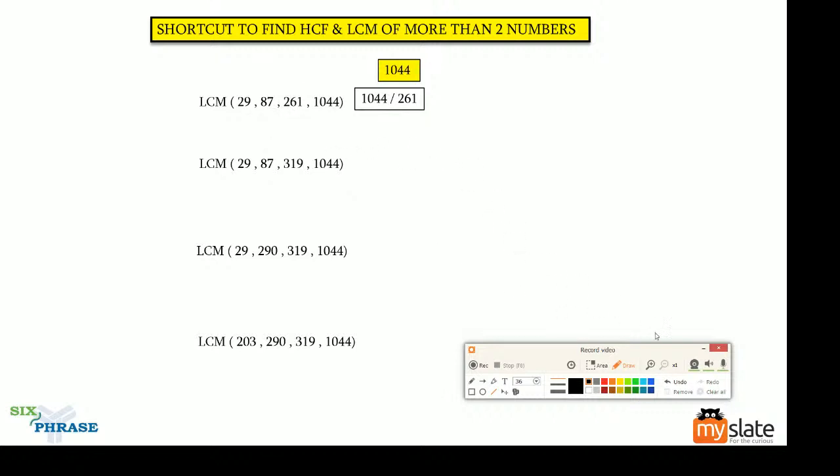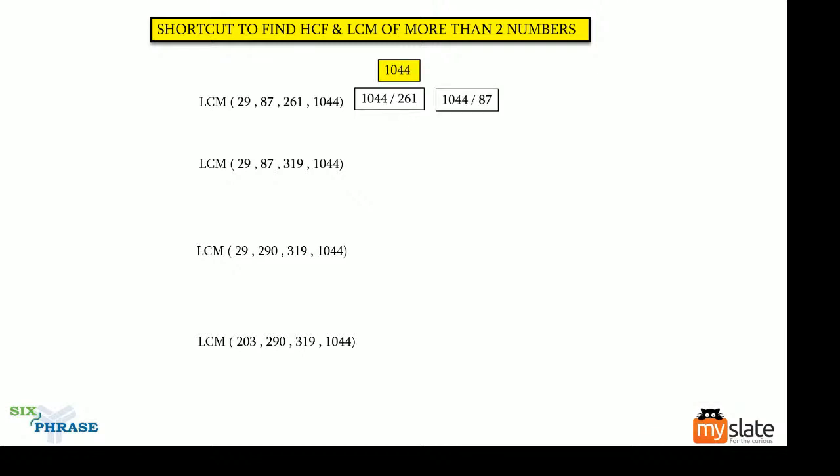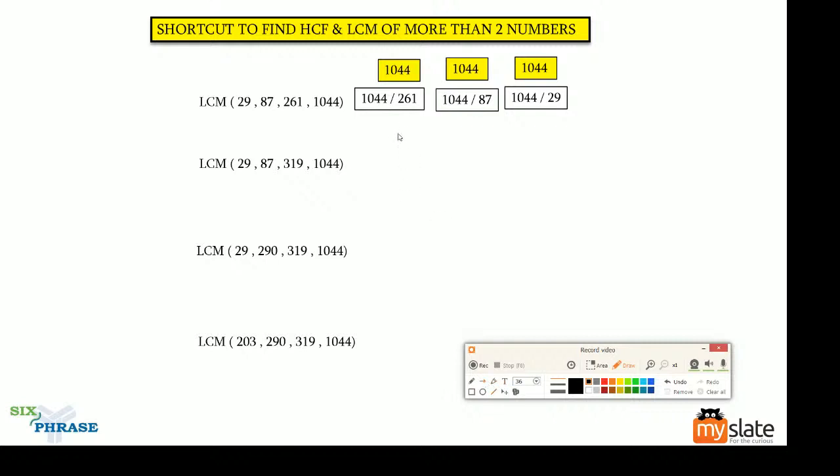Now I have 1044. I take the next number, 87, and divide it. Surely 87 will divide 1044, so I club both. If some of you didn't know, 261 is nothing but 87 into 3. 87 into 3 is 261, guys, so that is why it is able to divide it. Not only that, 1044 is also divisible by 29. Look at these numbers, 261, 87, 29, everything divides 1044. So everything is part of 1044 already.